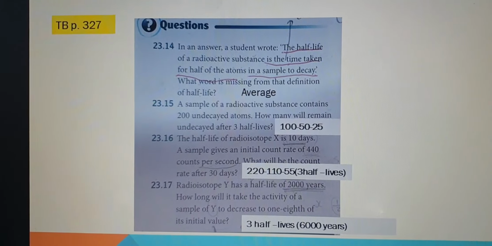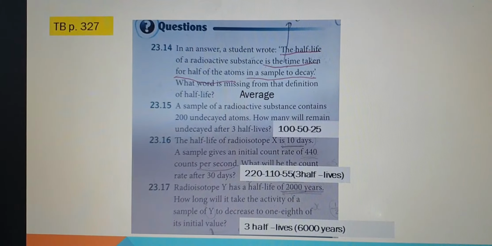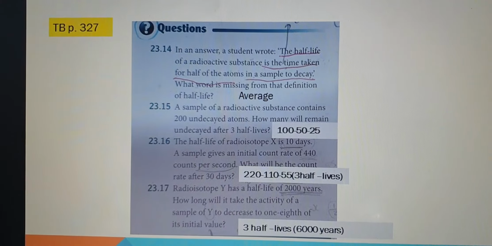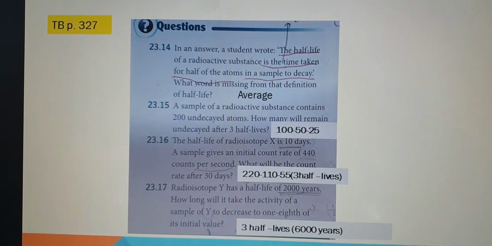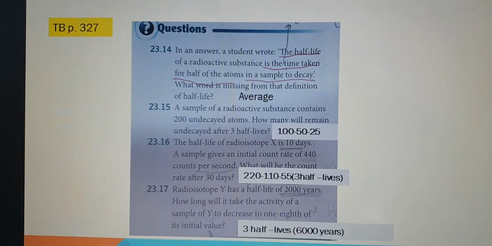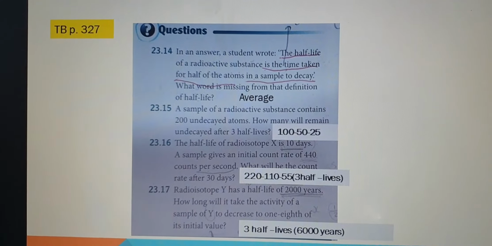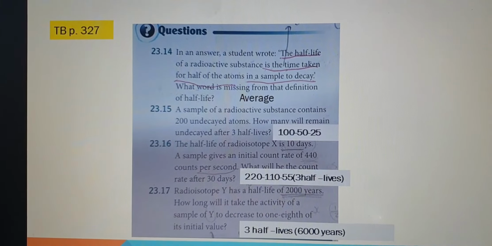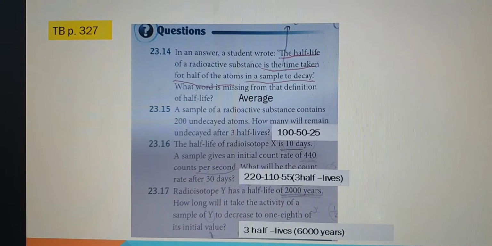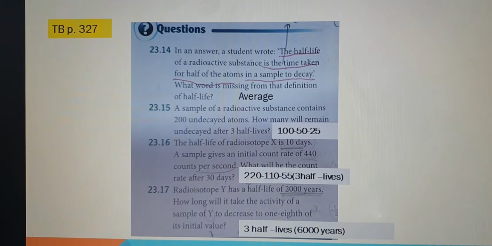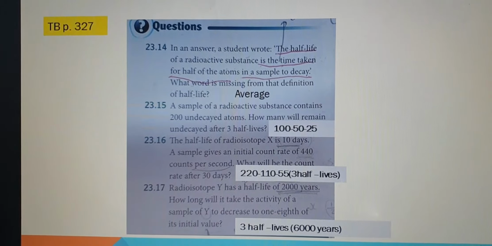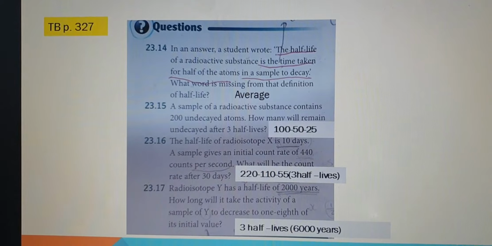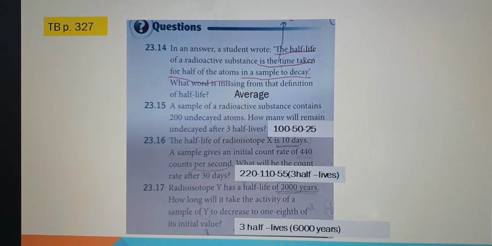23.15. A sample of radioactive substance contains 200 undecayed atoms. How many will remain undecayed after 3 half-lives? After 1 half-life, the remaining undecayed atoms will be 100, half of 200. After 2 half-lives, 50. After 3 half-lives, 25.